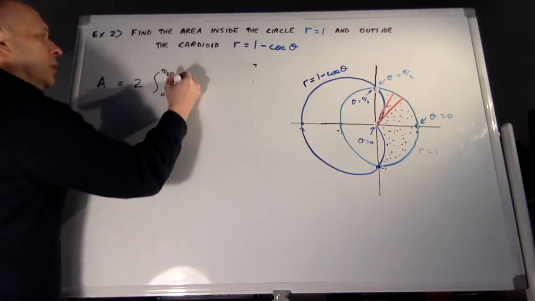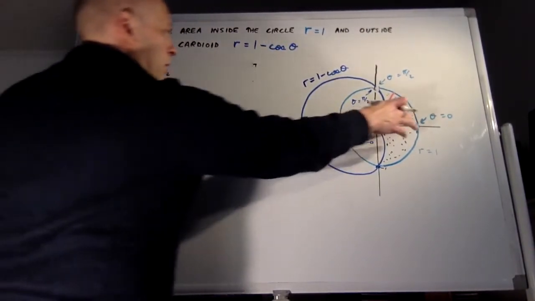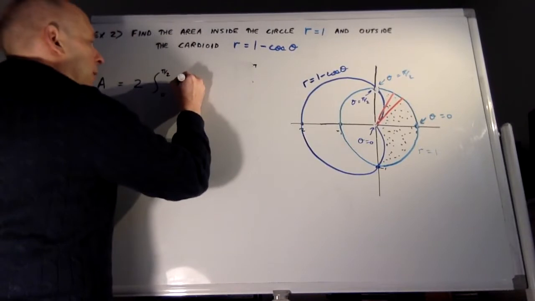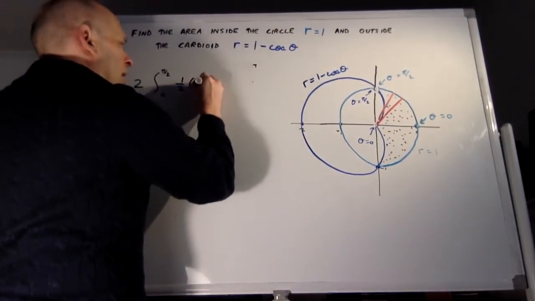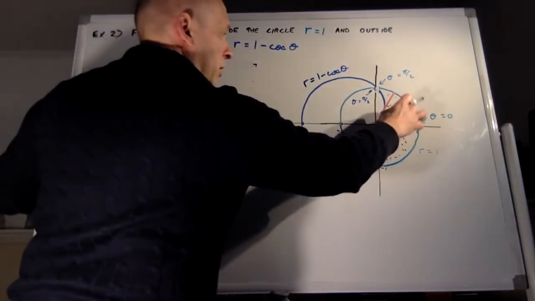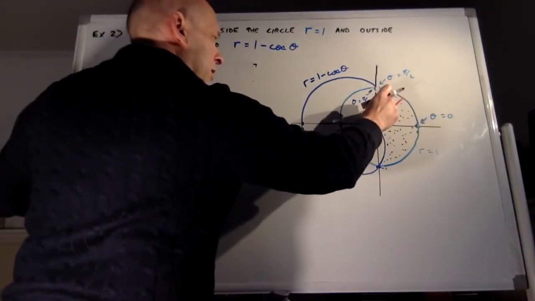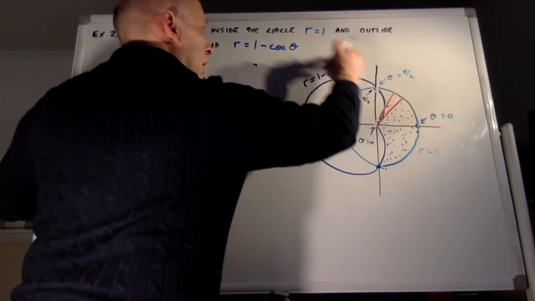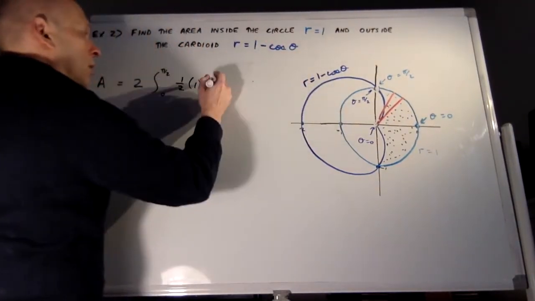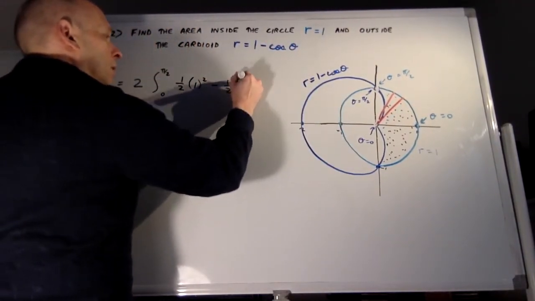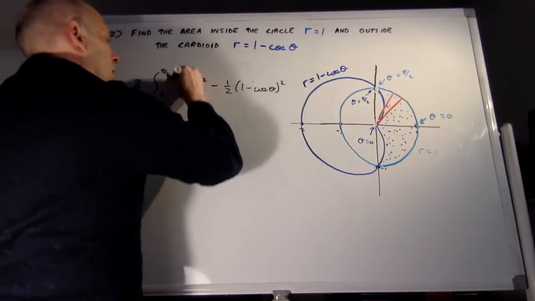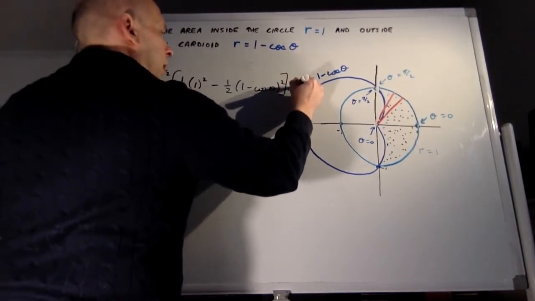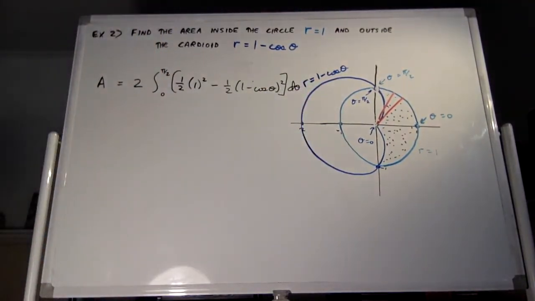0 to pi over 2 of, okay, the outer sector is going to be 1/2 r squared. So that's going to be 1/2 of 1 squared. So there's your outer sector. The sector is created by the circle. But then these inner, smaller sectors are going to be created by the cardioid right here. So minus 1/2 times (1 minus cosine theta) squared, and the whole thing d theta. And this setup will work here, right?